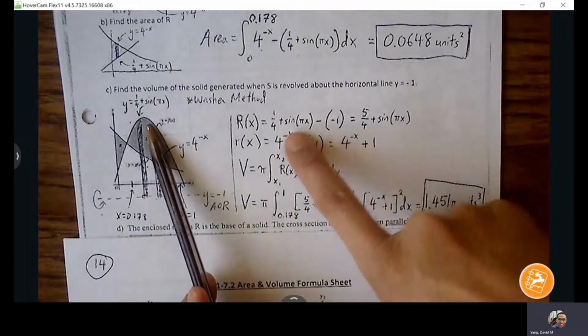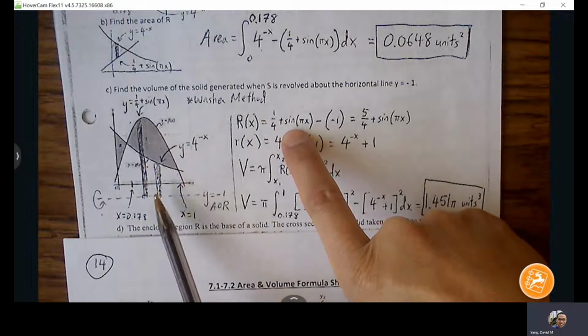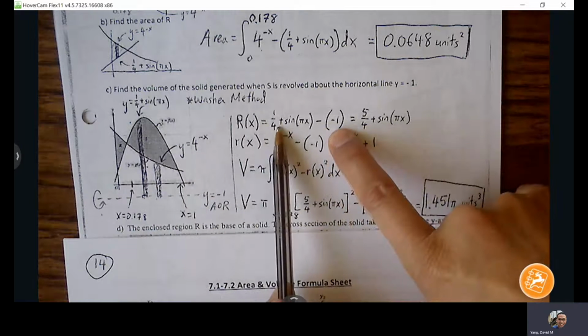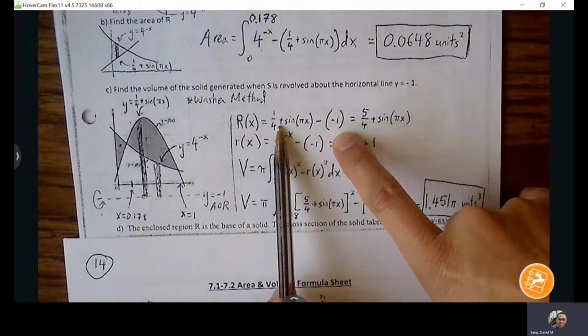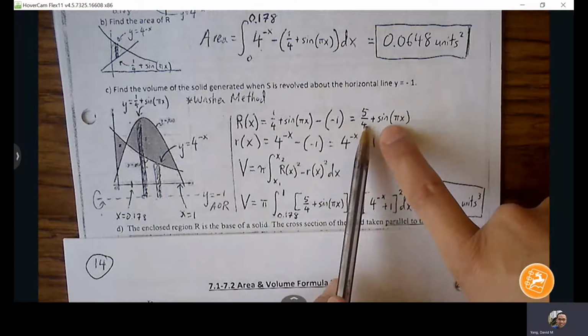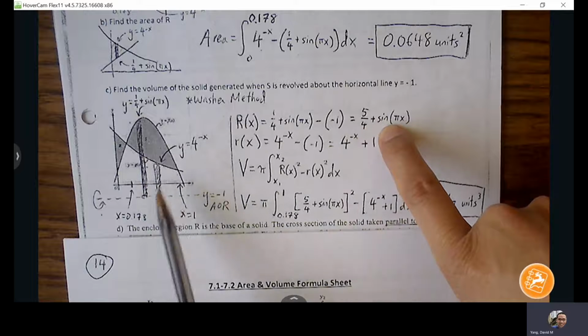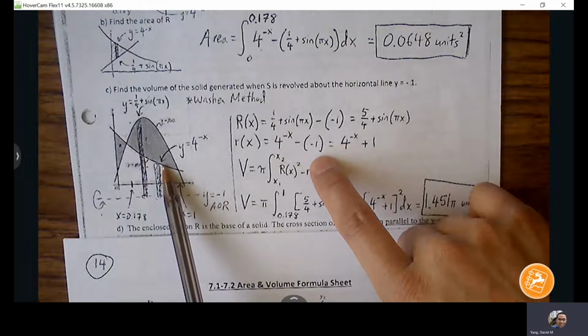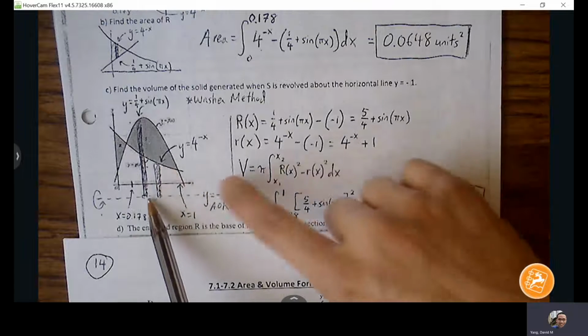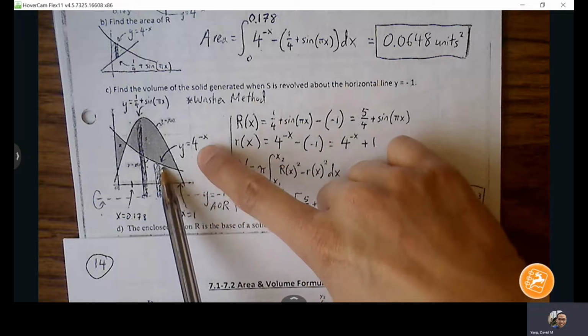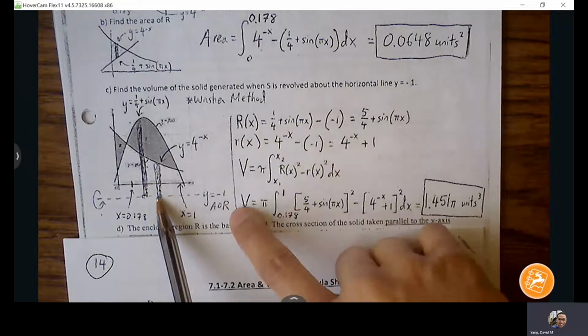Top of the big radius is sitting on the sine curve. The bottom is sitting at -1, so we just subtract them. Clean up if necessary. It just makes it a little bit easier to put into the calculator if we do a little bit of cleanup. And then top minus bottom for the little radius. Top of the small radius is sitting on the 4 to the negative x. The bottom is sitting at the -1.